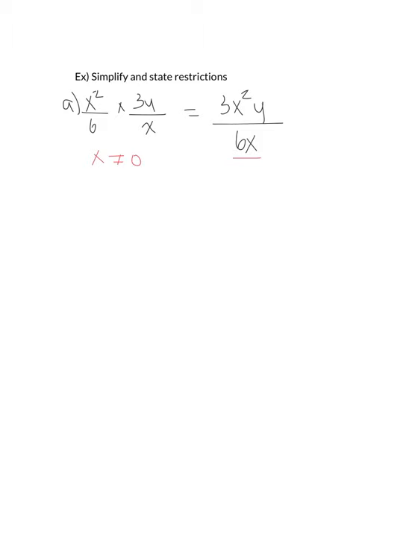And now I can start crossing out. So I am going to be able to simplify these coefficients. So 3 and 6 can be reduced to 1 over 2. So I'm just going to write that like that. And then I can get rid of this x with one of the x's from the top. So on the top, I'm just going to be left with xy.